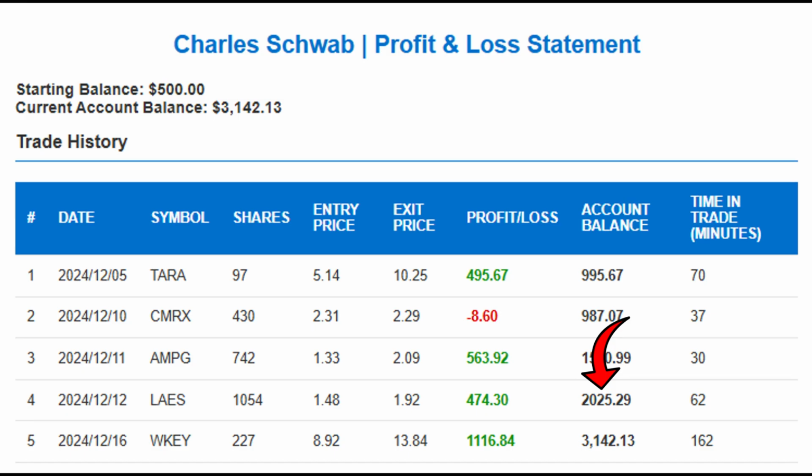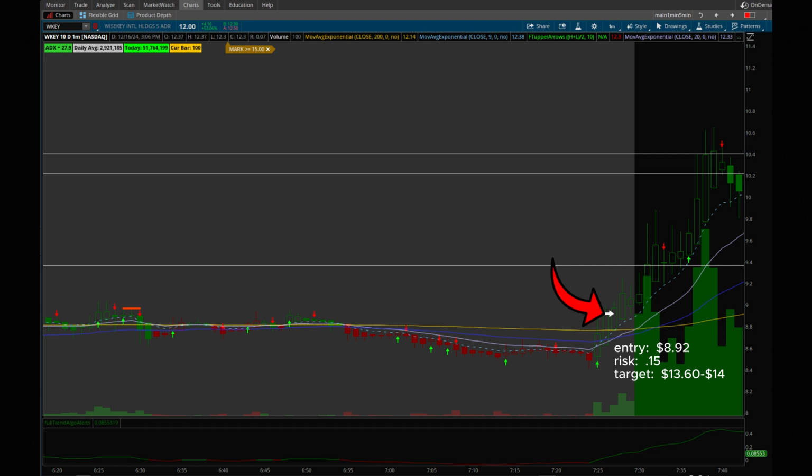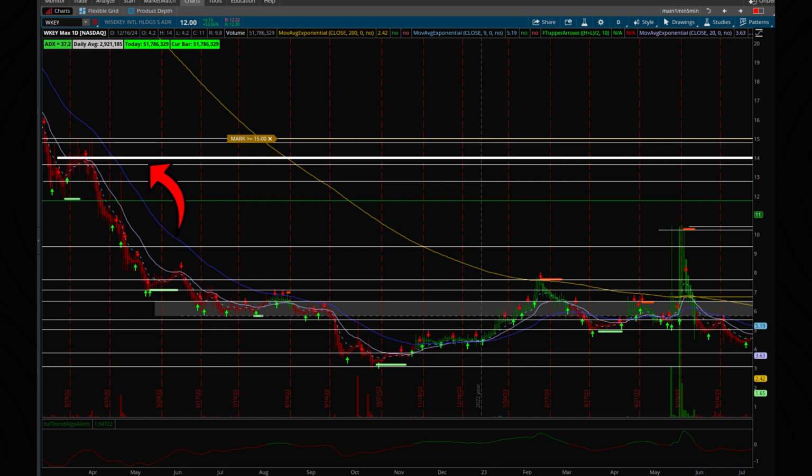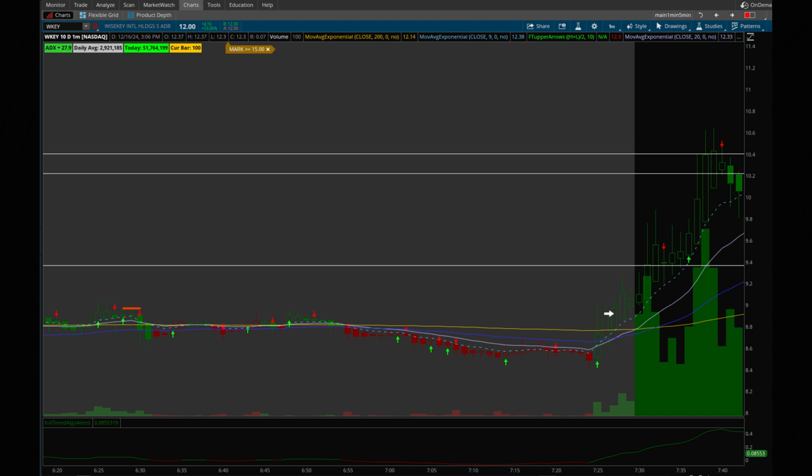Now remember, because I'm currently doing a small account challenge, my available capital to trade with today was $2,025. So I entered the trade with 227 shares at $8.92, risking 15 cents per share with a stop loss just below the 200 EMA. My high target was $13.60 to $14, which aligned with key resistance levels on the daily chart. And here's why this setup worked so well.